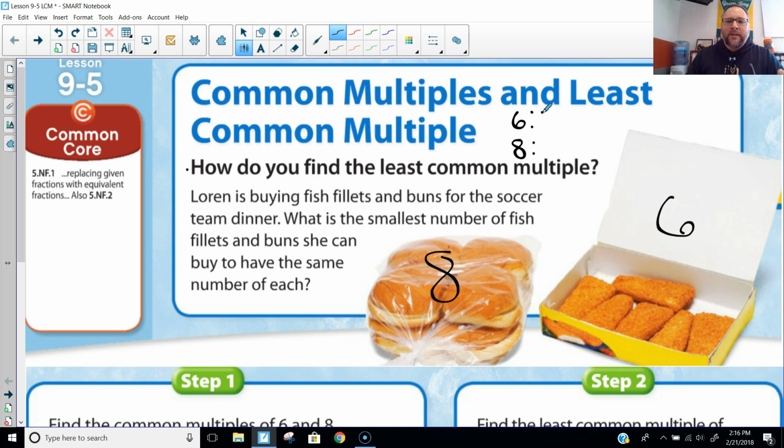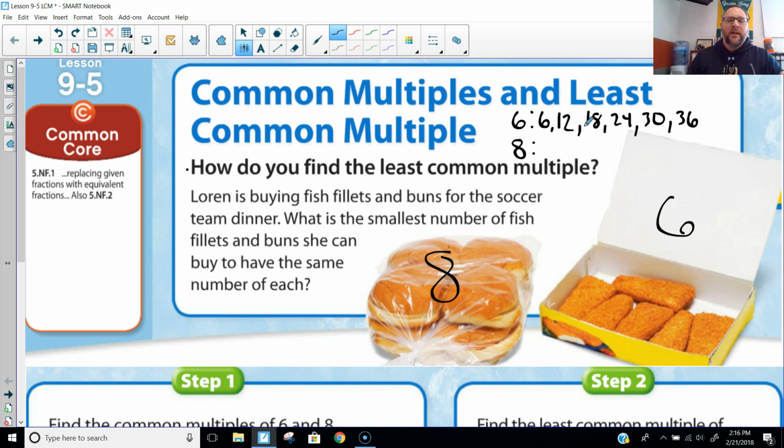So 6 times 1 is 6. 6 times 2 is 12. Basically what I'm doing here is just counting by 6s. 6 times 3 is 18. 6 times 4 is 24. 6 times 5 is 30. 6 times 6 is 36. I'm just going to stop right there.